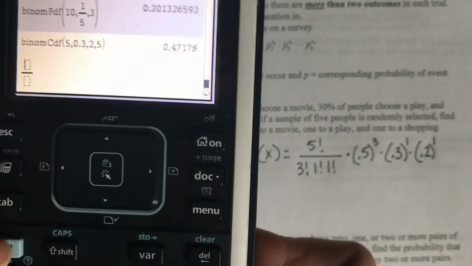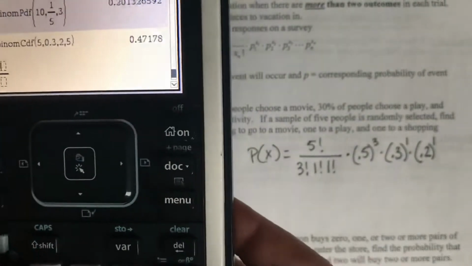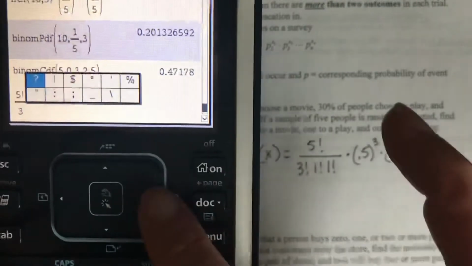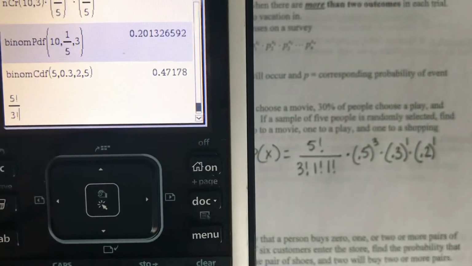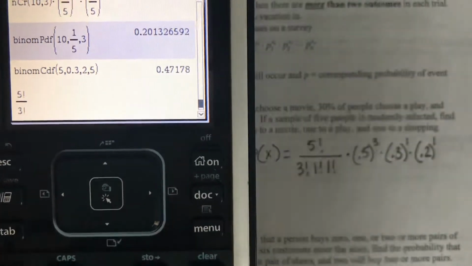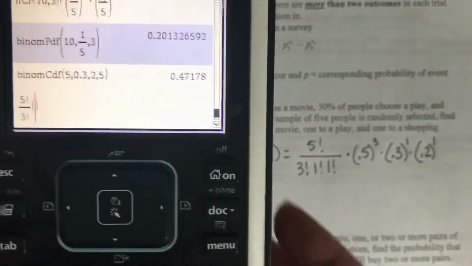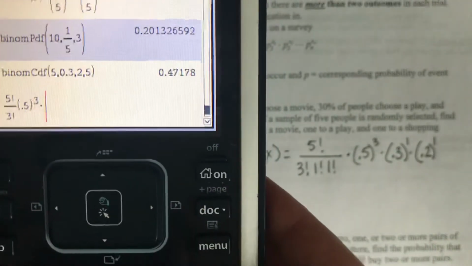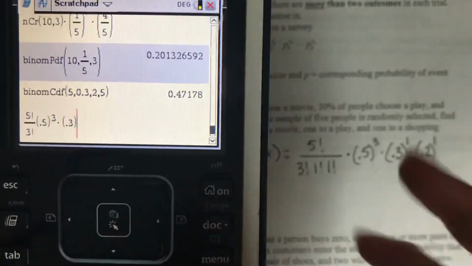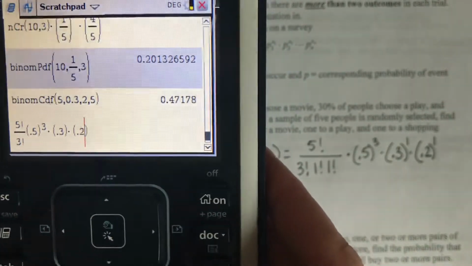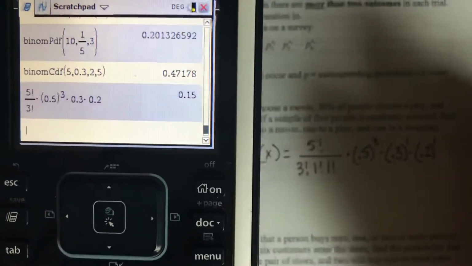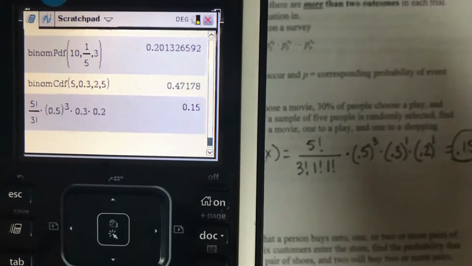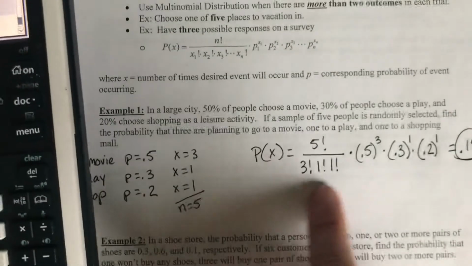Okay? So you're going to type it in. You're going to create a fraction by doing control divide. And you're going to have 5 factorial over 3 factorial. I'm not going to put the 1 factorials in the denominator because it's just dividing by 1, but you can. I'm going to go to the right. I'm going to have my parentheses. I'm going to have 0.5 to the 3 times 0.3. You could put to the 1, but you don't have to, times 0.2. There you go. We get an answer of 0.15. All right, when you press enter, the format should be the same as the format here.